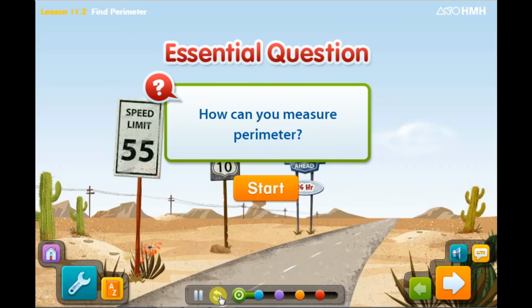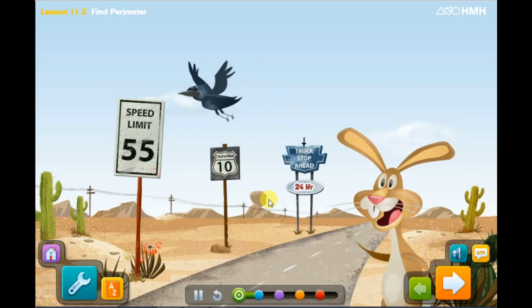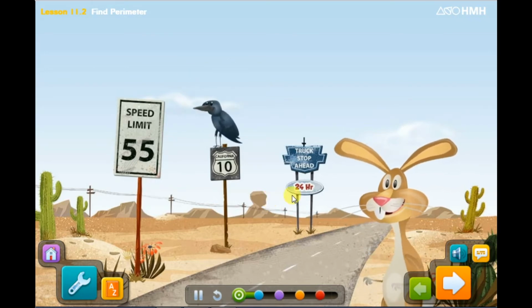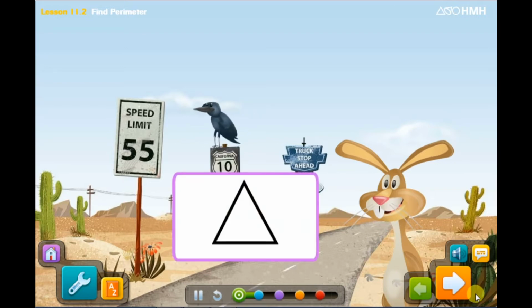How can you measure perimeter? Hello again. I've been standing here looking at the shapes in the sand. Someone drew this shape in the sand. It looks like a triangle. Do you know what I'm wondering about now? Well, how can we find the perimeter of this triangle if we don't have grid paper? We need a different method to find the perimeter of the shape.